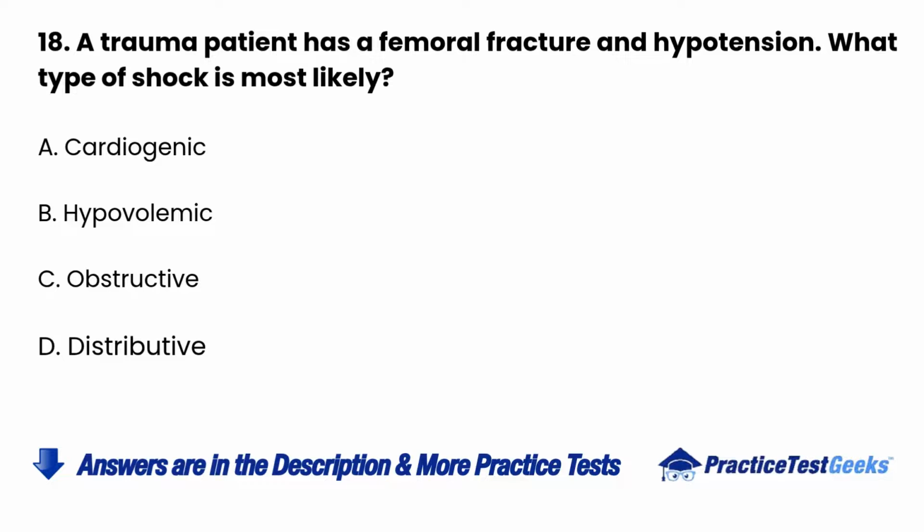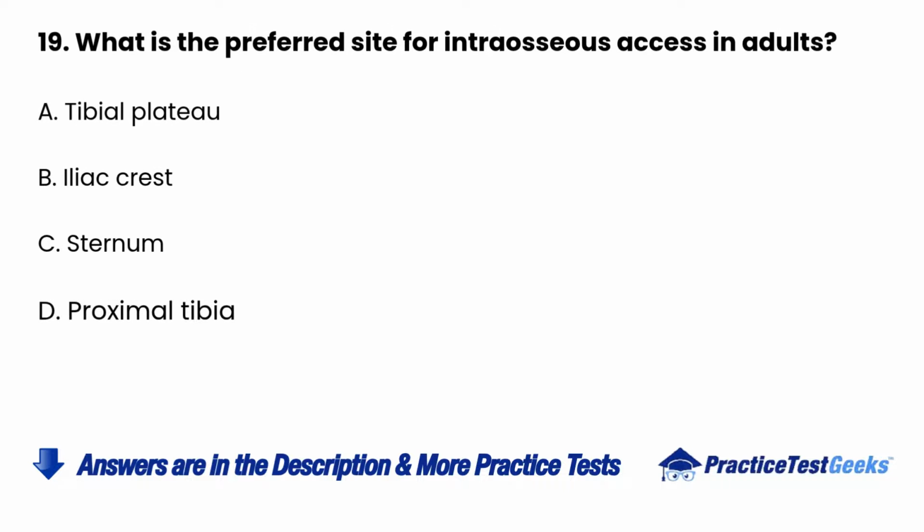18. A trauma patient has a femoral fracture and hypotension. What type of shock is most likely? A. Cardiogenic. B. Hypovolemic. C. Obstructive. D. Distributive.